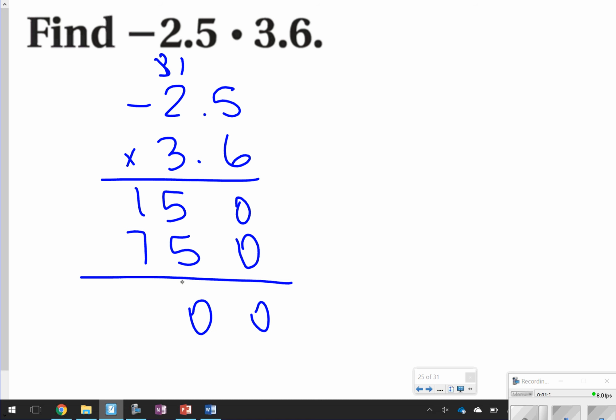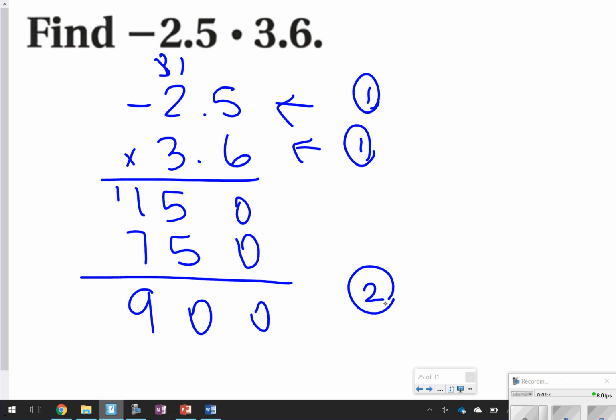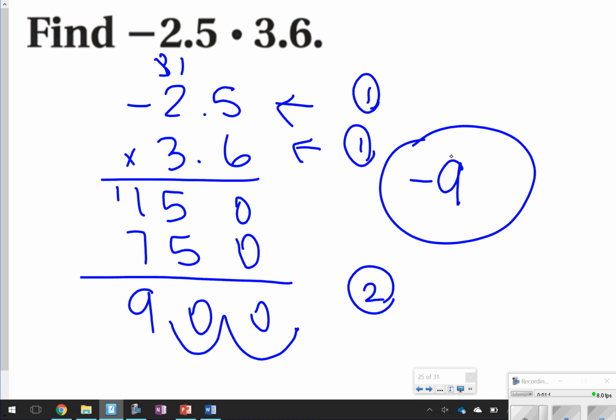I'm going to add all these together, and I get 900, but now I need to move my decimals. I have 1 decimal movement here and 1 decimal movement here, which is a total of 2. So I start on the far right and go 1, 2. So my answer will be 9, but it needs to be a negative 9 because I'm multiplying a positive times a negative.